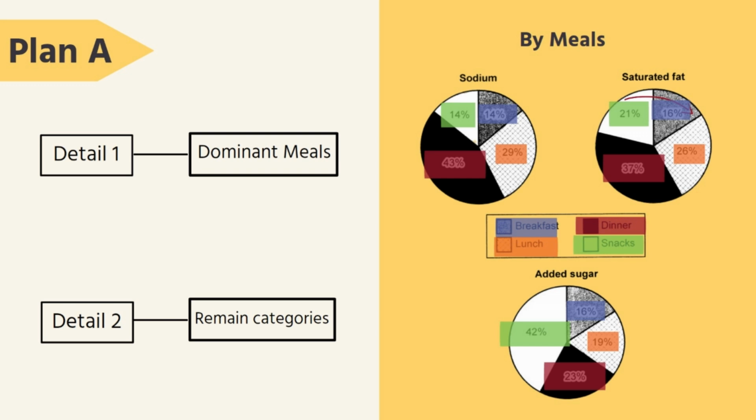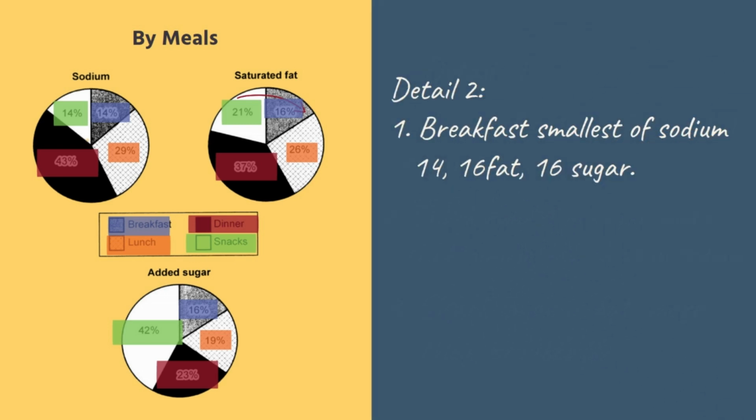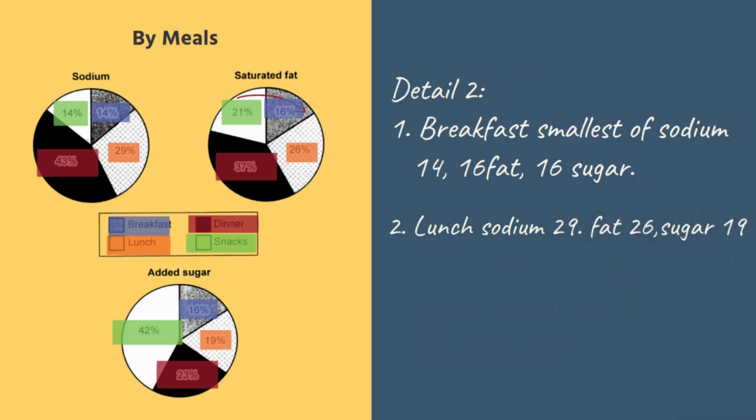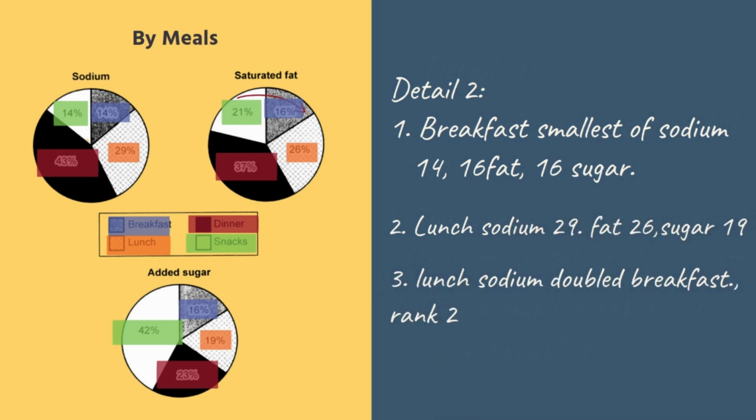So here is my plan. Breakfast, the smallest of sodium, 14, 16 of fat, 16 of sugar. Second, lunch sodium 29, fat 26, sugar 19. Third, sodium lunch doubled breakfast, rank 2. Now move on to Plan B.